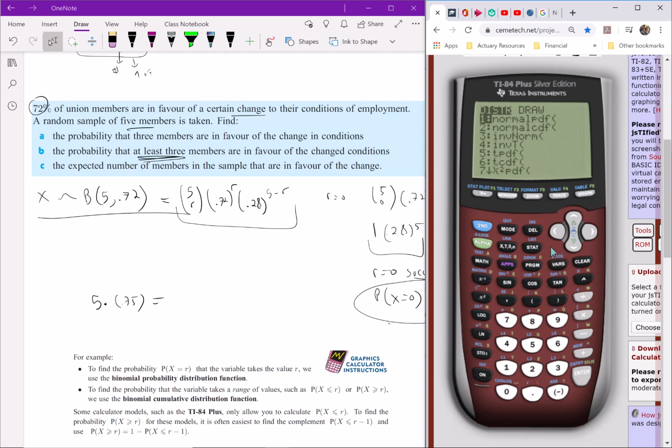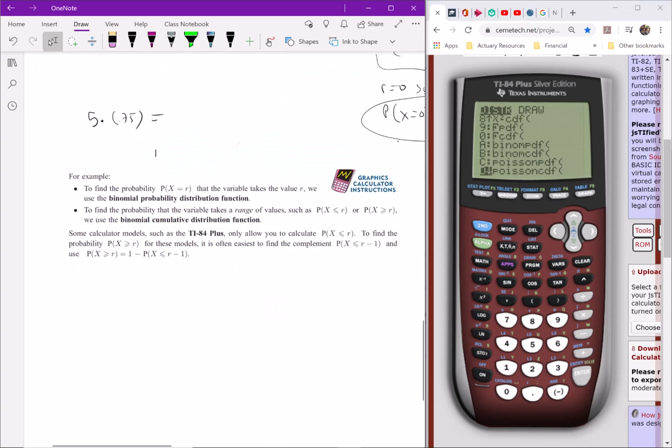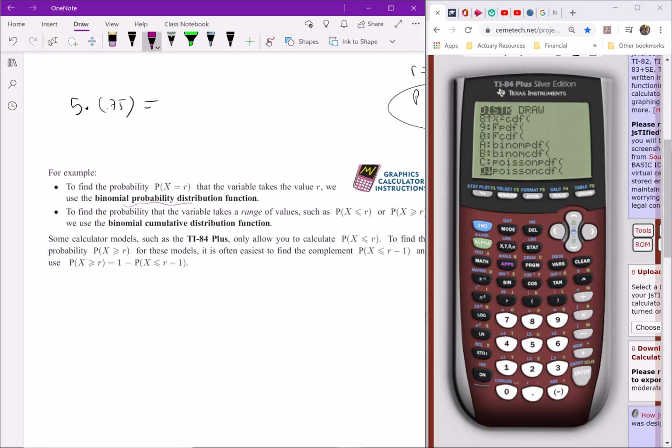So you're going to second that. And then you have all these different types of distributions. The one we're looking for here is binomial distribution. You'll notice there's two. Binomial PDF, which stands for just probability distribution function, binomial probability distribution. And then the CDF stands for binomial cumulative distribution function. The difference here is that for the PDF, it's at one value, right? It's at one value of R.